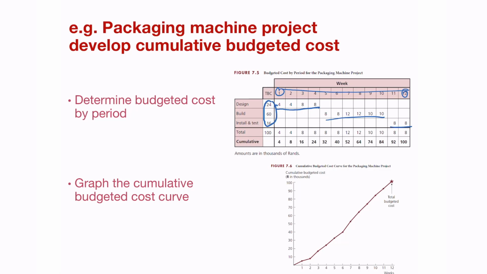How much is going to be spent in week 1? In this case, 4,000 in week 2, 3, and then ultimately week 12 should be a cumulative number, which is 100,000 Rand for your budget. And you should also have a breakdown of what is going to be spent each week.